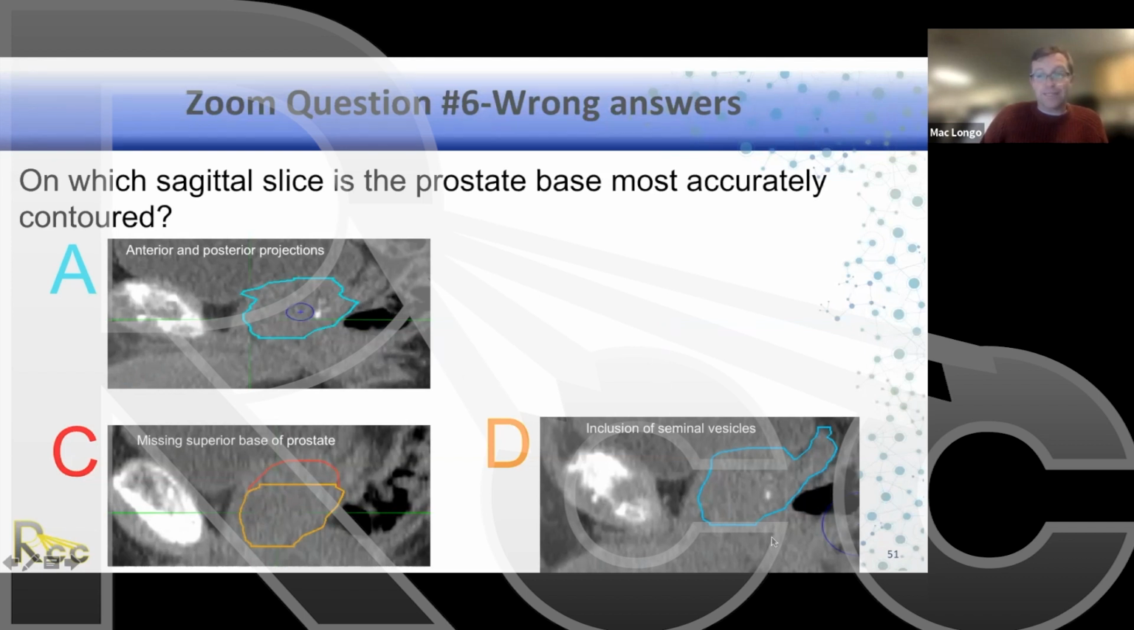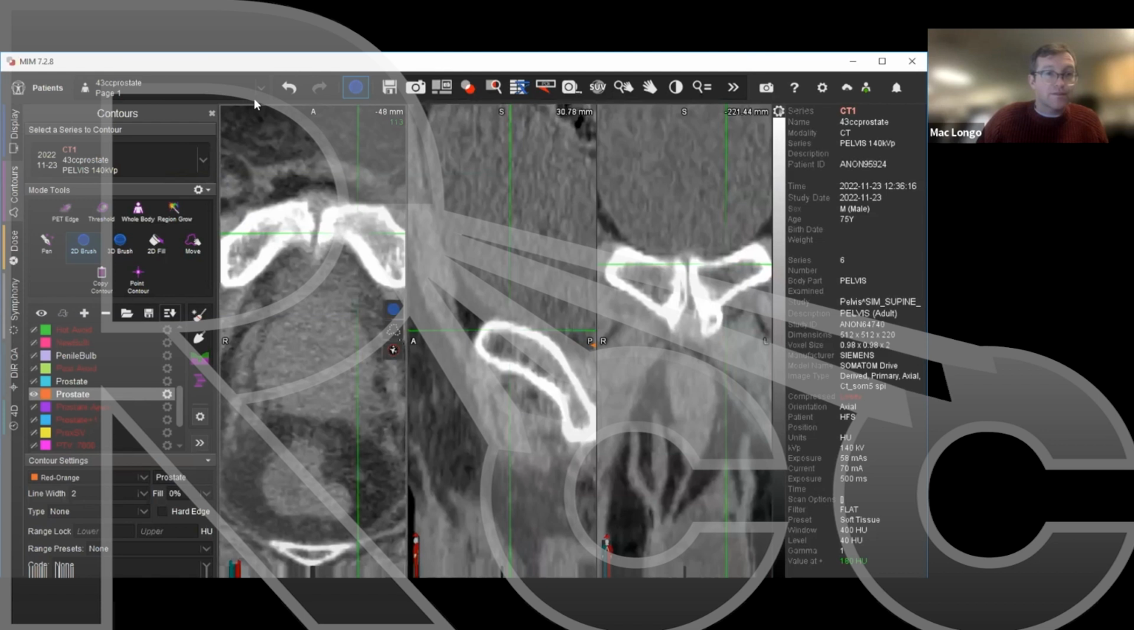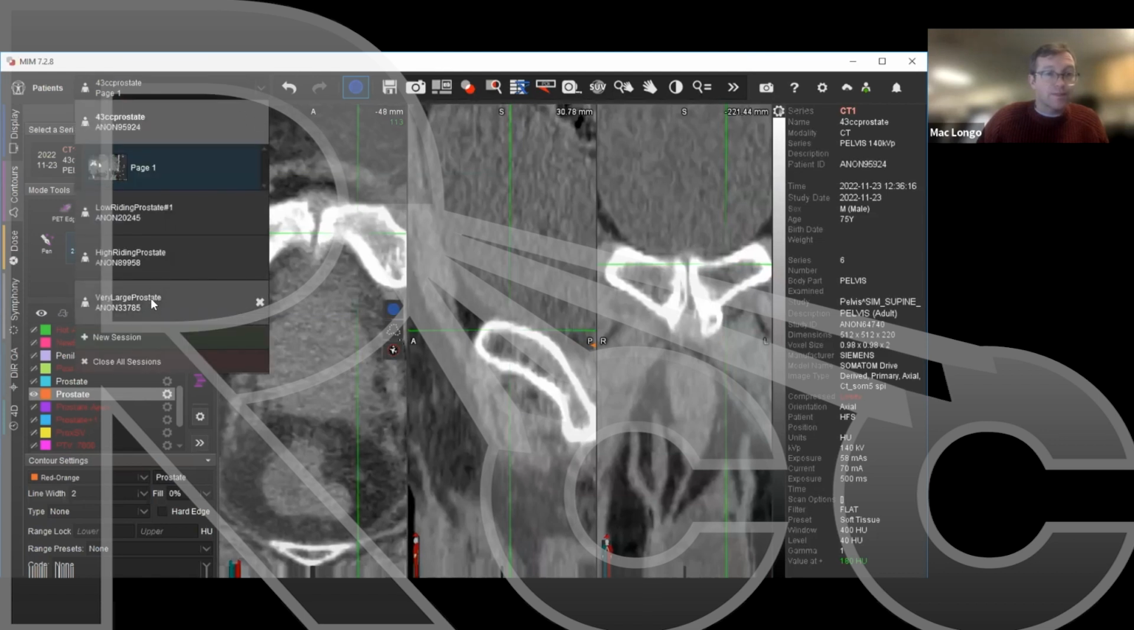Finally, as we're contouring the base, one of the challenges is, what's the difference between the seminal vesicles and the prostate itself? And choice D is wrong, because included within the prostate volume is the entire seminal vesicle, superior and posteriorly. I just want to show you an example of some of the variations in anatomy, especially with large prostates, that I see in my practice. And they are fraught with challenges.